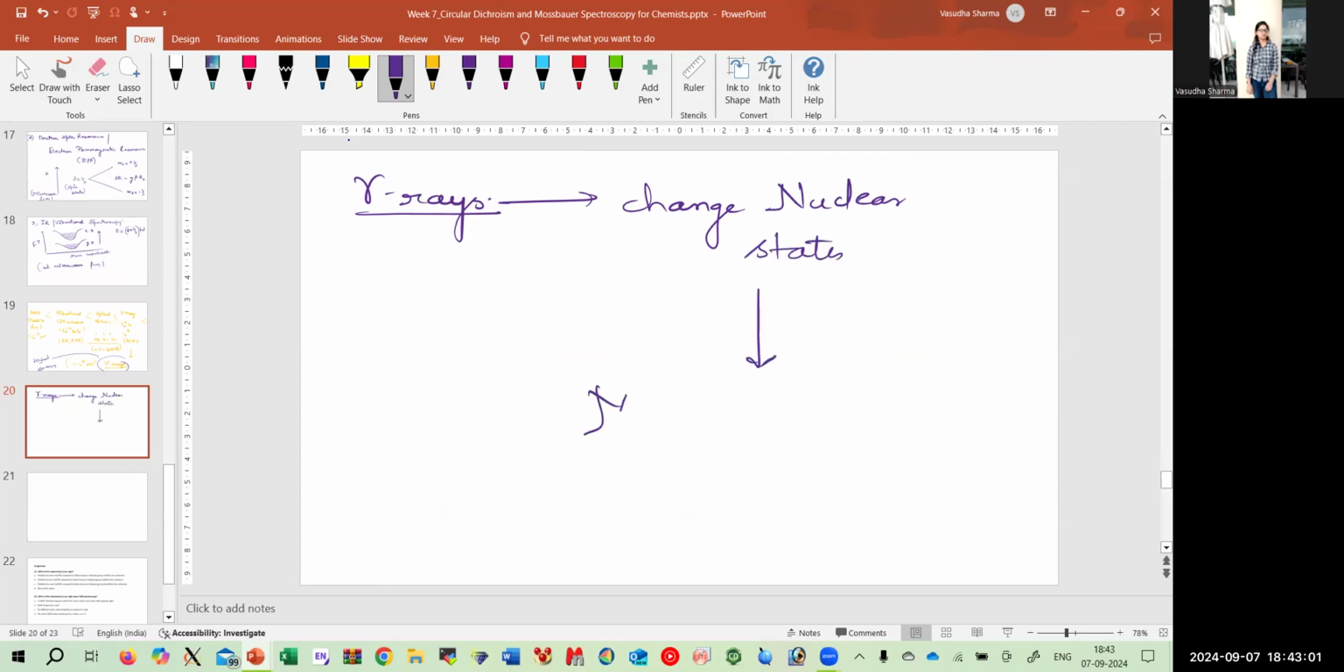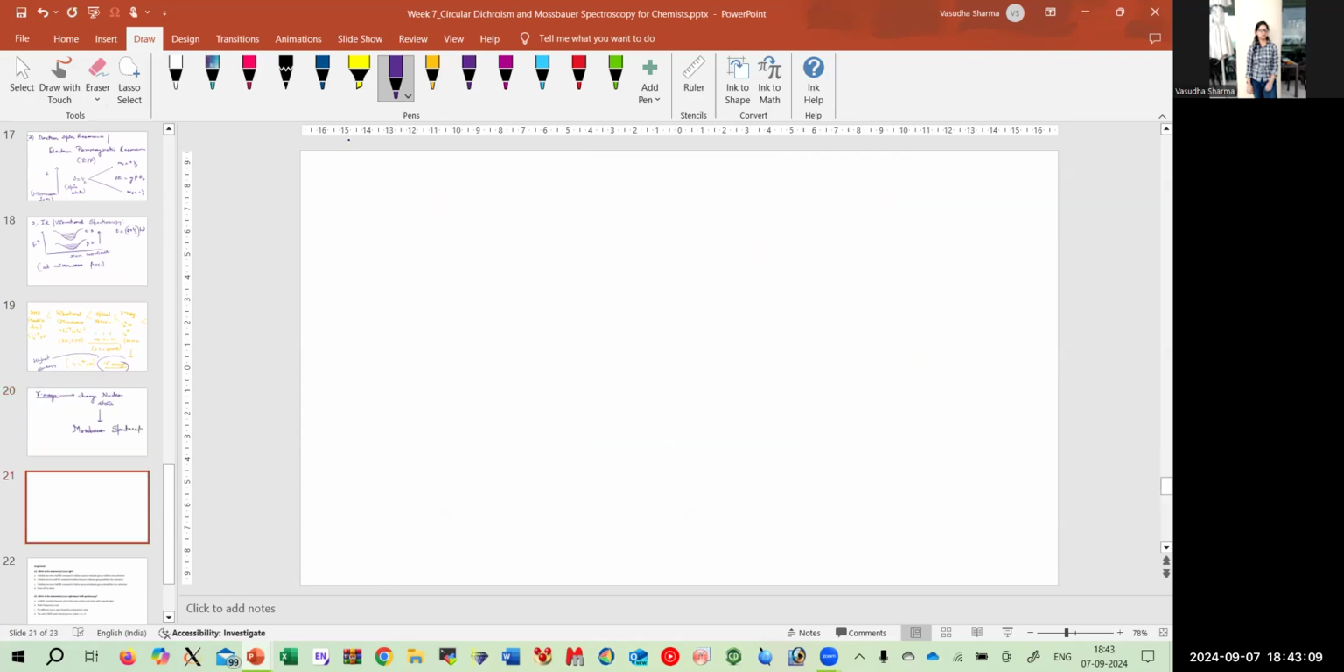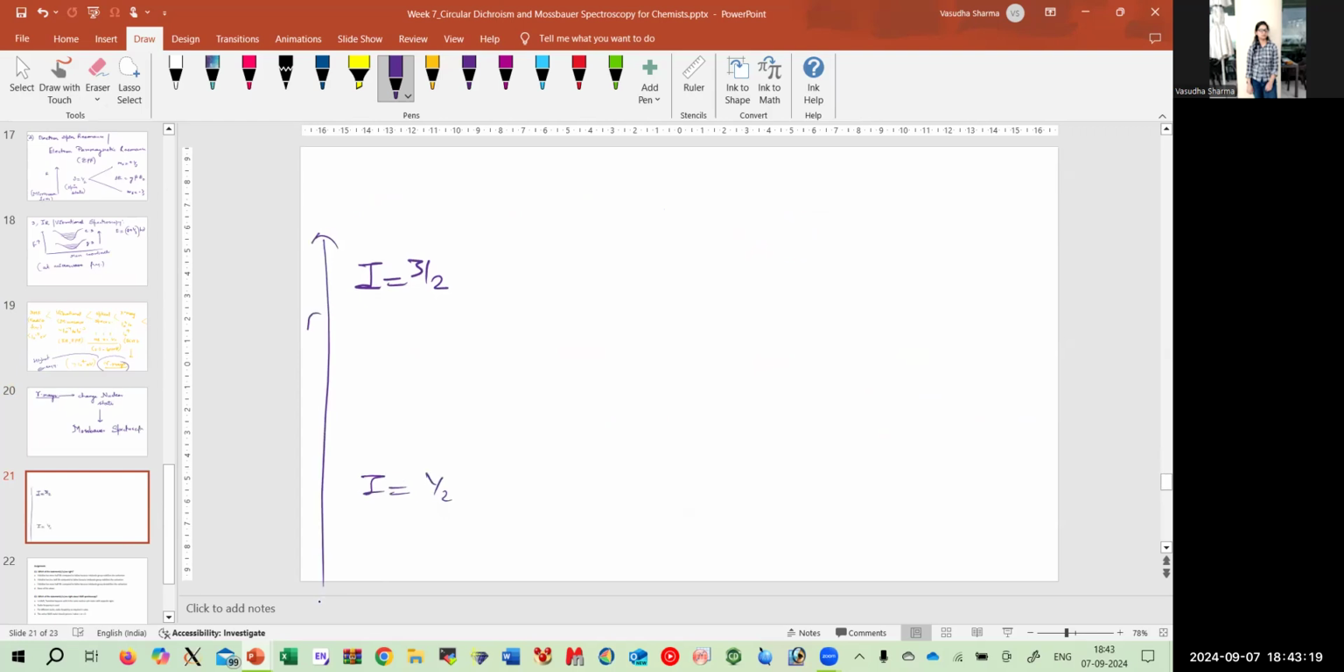And that leads to the Mossbauer spectroscopy. So what really happens is, when I said that I was having I equals 3 by 2 and I equals 1 by 2, this is my energy.